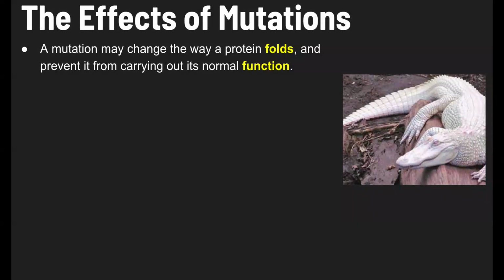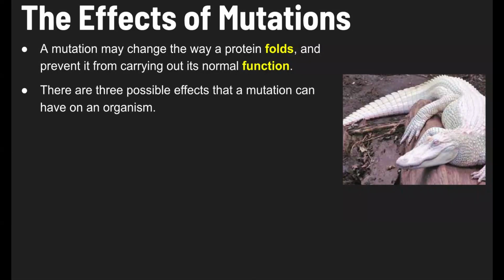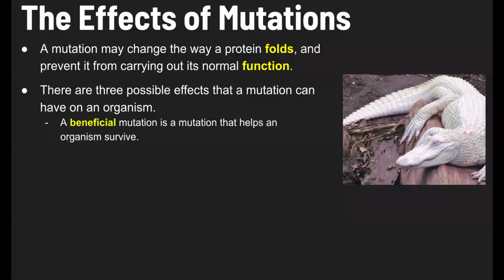Well, if you change the DNA, some mutation there, then that's going to end up affecting the protein. And it could affect the way that the protein folds. And if it does change the way that the protein folds, that can affect and prevent that protein from carrying out its normal function. Now, if that changes its normal function, then there can be three possible effects on an organism. So, what are these effects of mutations on an organism?